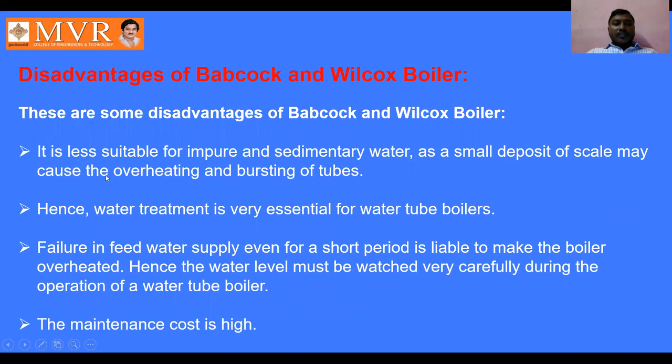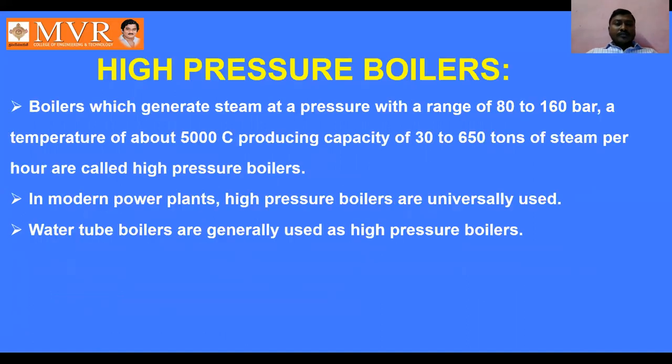These are some of the disadvantages. It is less suitable for impure and sediment residue water. Hence, water treatment is very essential for water tube boilers. Failure in feed water supply, even for a short period, and the maintenance cost is high. These are some of the disadvantages of the Babcock and Wilcox boiler.